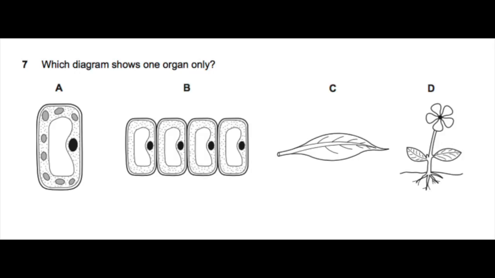Question 7. Which diagram shows one organ only? Is it A, B, C, or D? Well, the first 2 answers, A and B, are cells, so it leaves C and D. D is an organism, which is a living flower, which makes C the answer, an organ, a leaf.